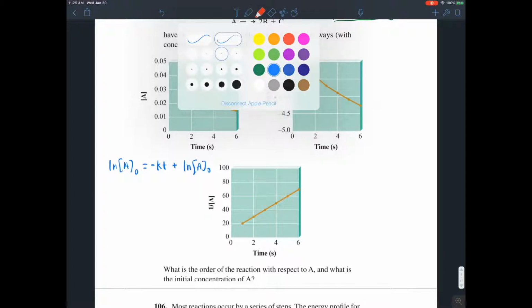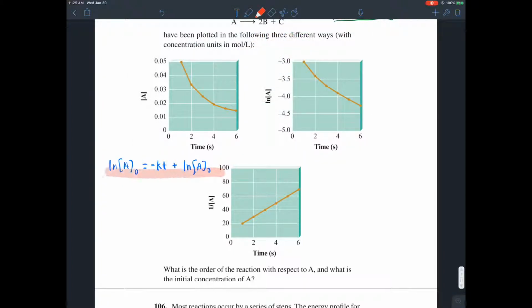Well, this particular equation has all of the components of a linear equation as well. What I mean by that is that this natural log of A naught I can consider as my y, and the negative kt I can think of as my mx, and my natural log of A naught I can think of as my b, my y-intercept. However, this particular equation has a negative slope, so it's going to be negative mx plus b.